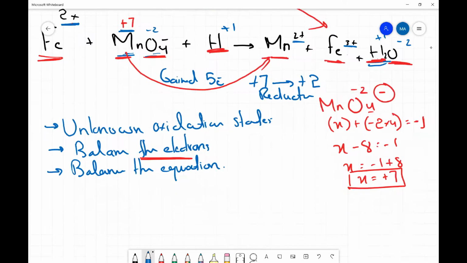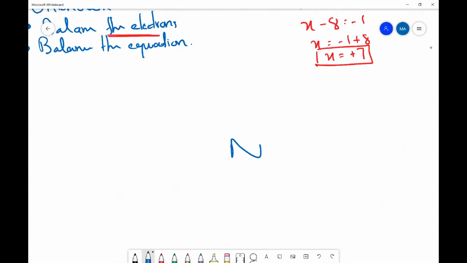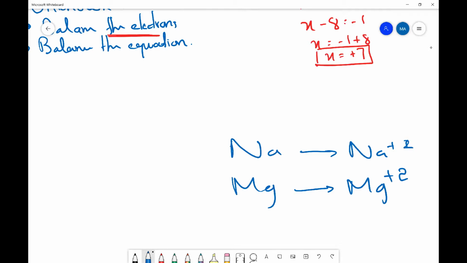I'm going to give you some basic examples. If Na is a neutral element, and if Na loses one electron, it's going to become Na positive 1. Mg is a neutral element. If Mg loses 2 electrons, it's going to become Mg positive 2. All right. Chlorine is a neutral element. If chlorine gains 1 electron, it's going to become Cl negative 1. So whenever an element loses an electron, it gets a positive charge. And whenever an element gains an electron, it gets a negative charge.